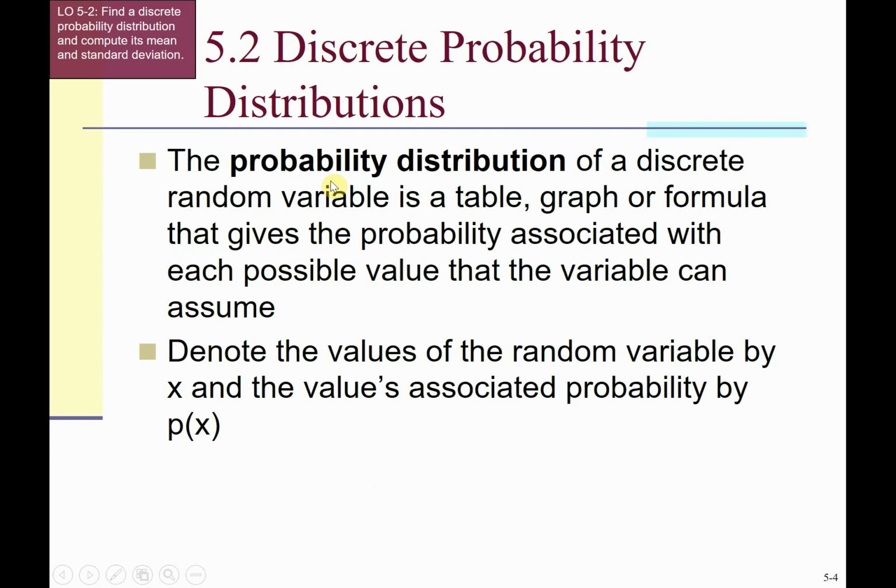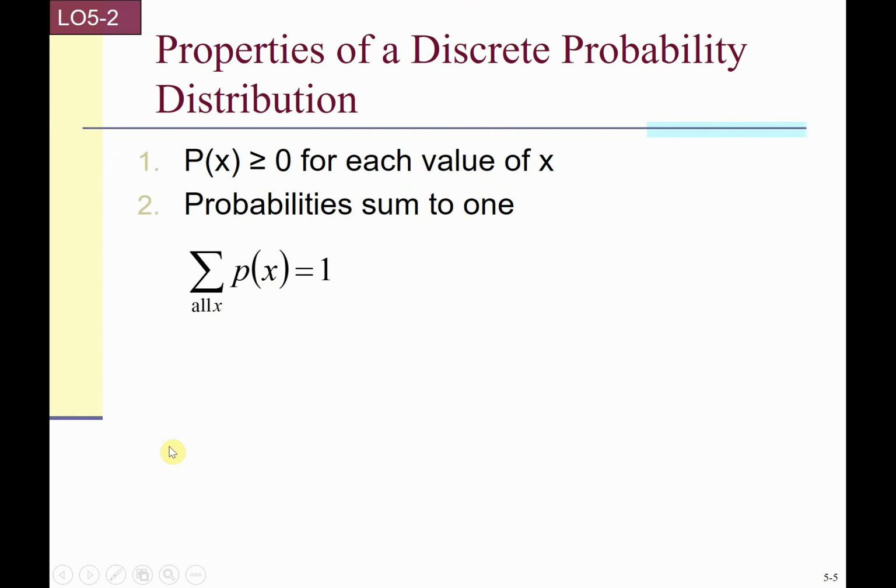We need to talk about the term probability distribution. That's where we have every possible outcome and its associated probability. The outcome variable is x and its associated probability is p of x. For every discrete probability distribution, the probability is always a number between 0 and 1, and if you sum the probabilities for all possibilities, it always has to equal 1.